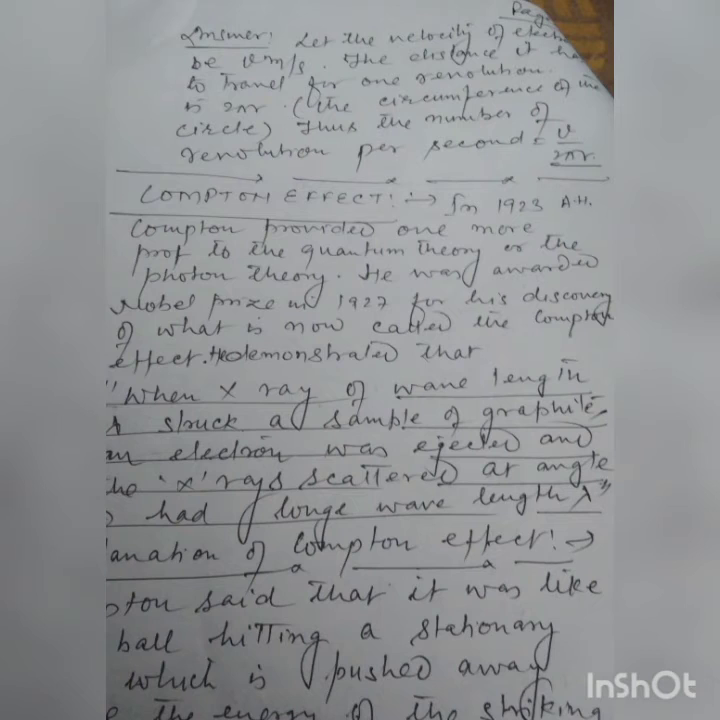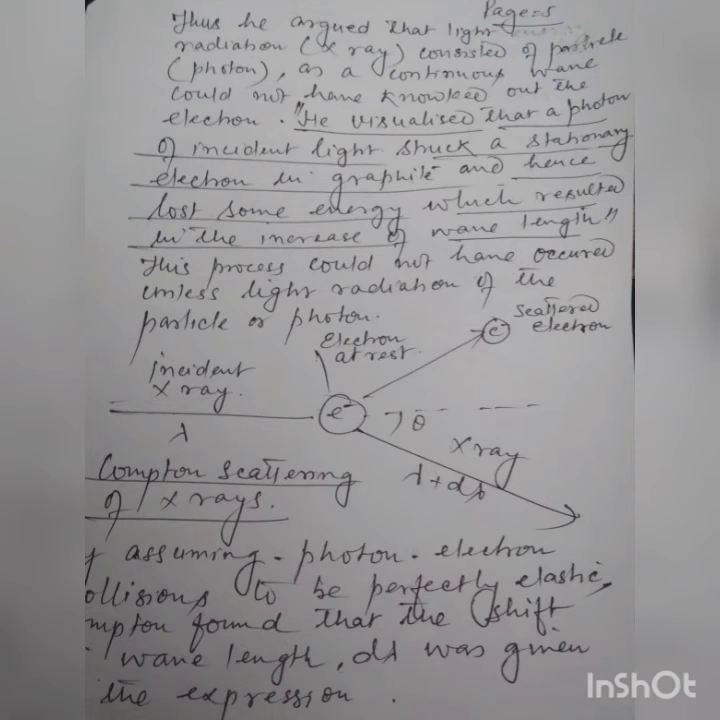Explanation of the Compton effect. Compton said that it was like a ball hitting a stationary ball which is pushed away while the energy of the striking ball decreases. On page number 4. On page number 5, thus he argued that light radiation, X-rays, consists of particles, photons, as a continuous wave could not have knocked out the electron.